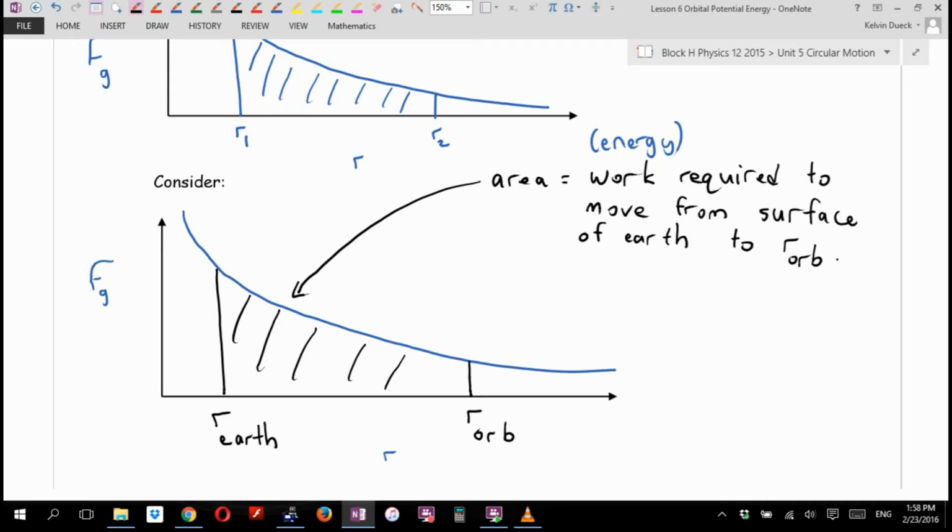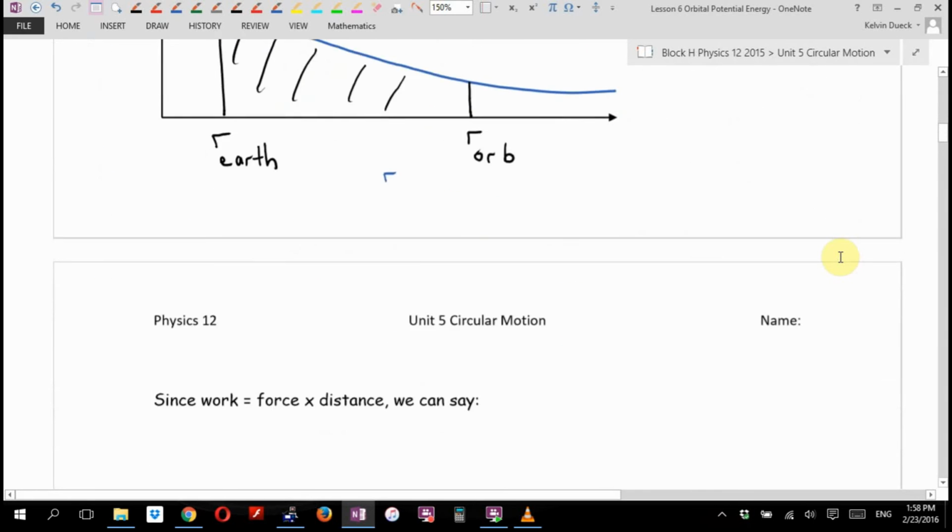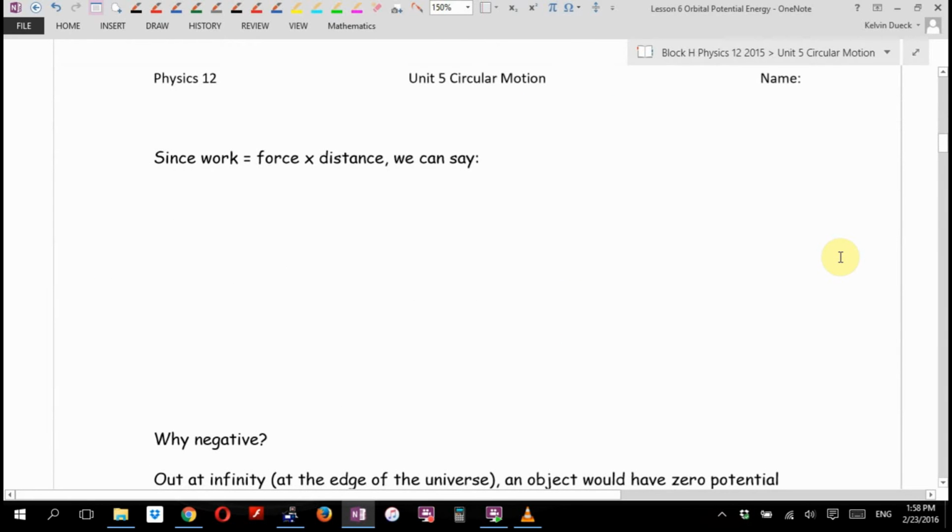Okay? What is this equation? I'm going to do some sloppy, bad math, but it's going to give us the right answer, even though a math university prof would cringe at what I'm about to do. On the next page, since work equals force times distance, we can say this.